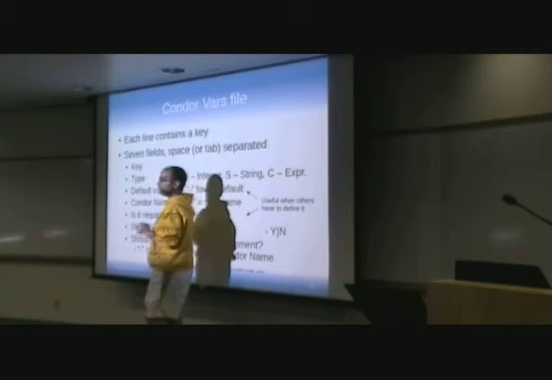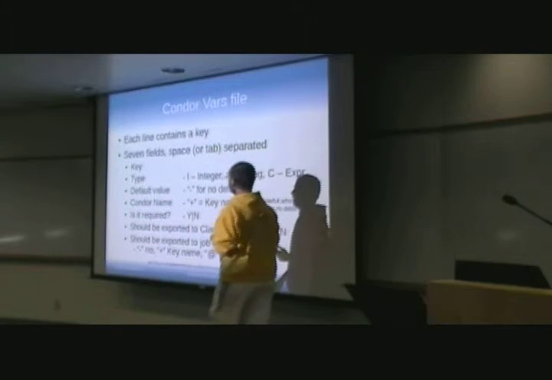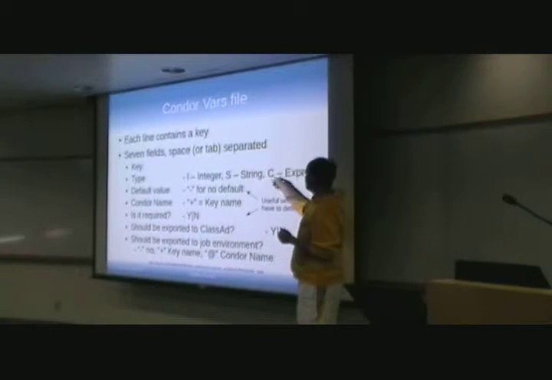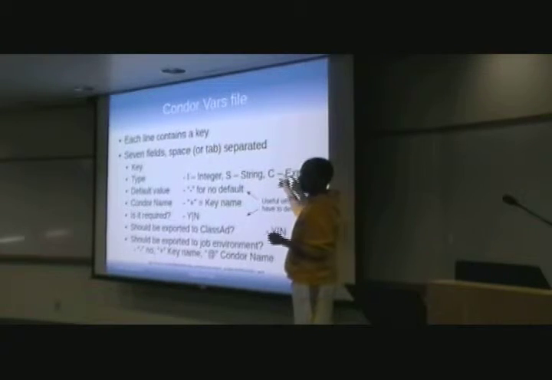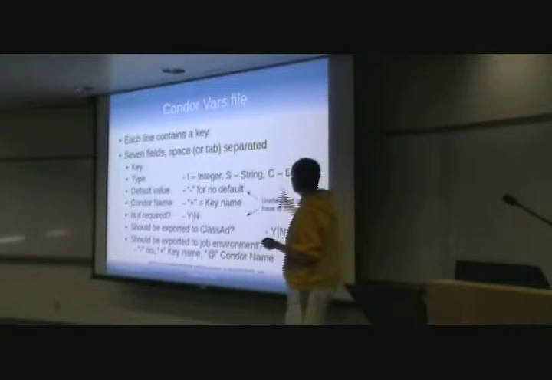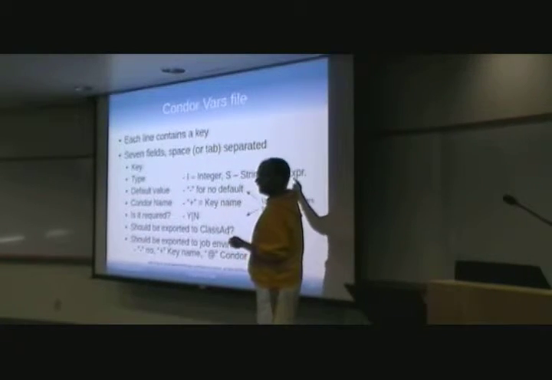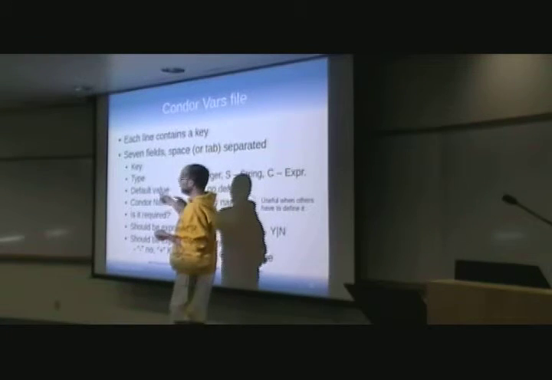The second one is the type of the key, so we know how to put it in the condor config file. And it can be either an integer, a string, or a C, which stands for character, meaning expression. And the difference between these two is that this will be quoted, this will not, essentially. Do you want any default values?